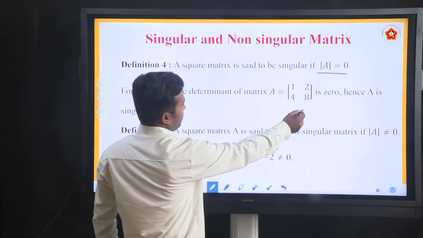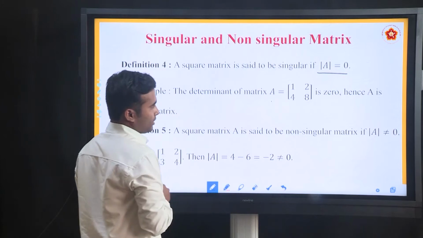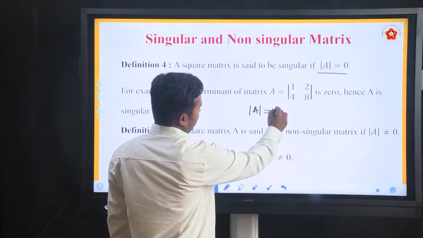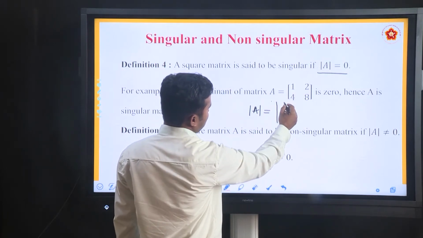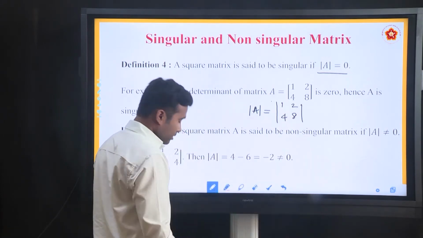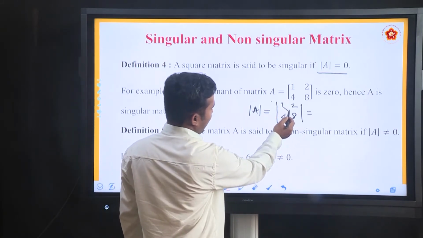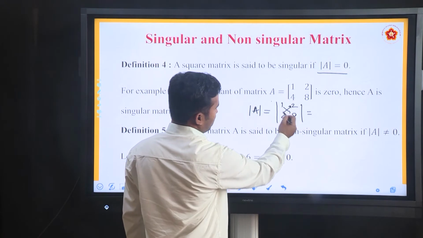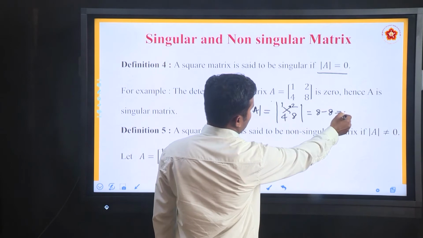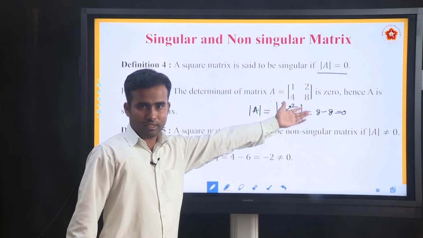This is one example of a singular matrix. How can you say that this is a singular matrix? You just take the determinant on both sides of this matrix. The matrix is 1, 2, 4, 8, and you can expand it. As you know how to expand this, you multiply the diagonal elements minus the non-diagonal elements. 1 into 8 is 8 minus 2 into 4 is 8, so the answer is 0. So the determinant of A is 0. Hence we can say that this is singular.